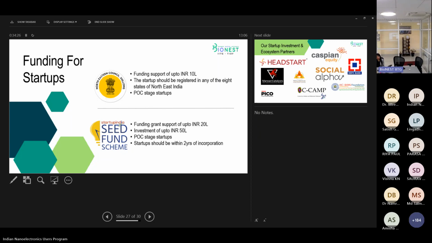The second scheme that we have is from Startup India, which they call the Startup India Seed Fund. Again, this is given to a startup company which is within 2 years of its incorporation. And this is not Northeast specific, it is pan India. Anybody from any of the Indian states can apply for this funding with us. So this is grant support of up to 20 lakhs, but if you need more than 20 lakhs, then that is given in the form of investment or debt.